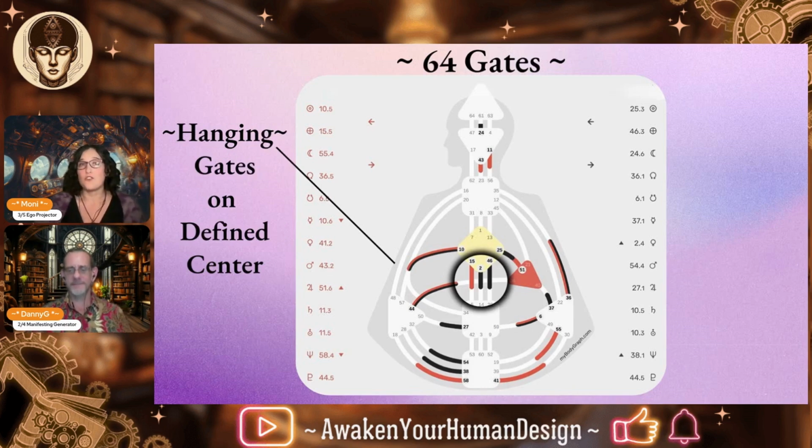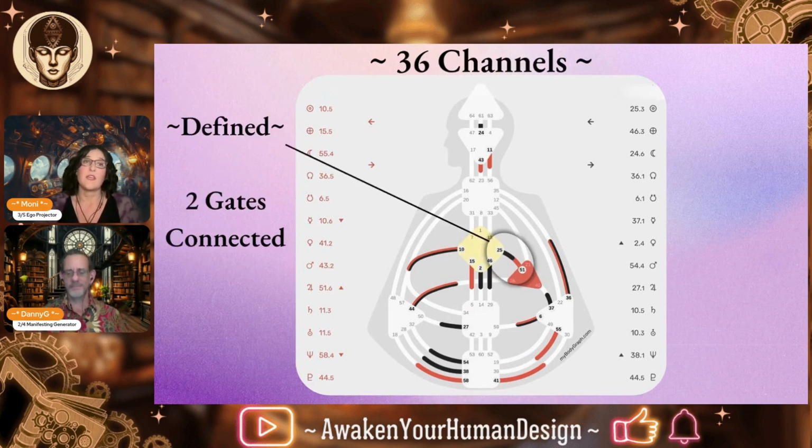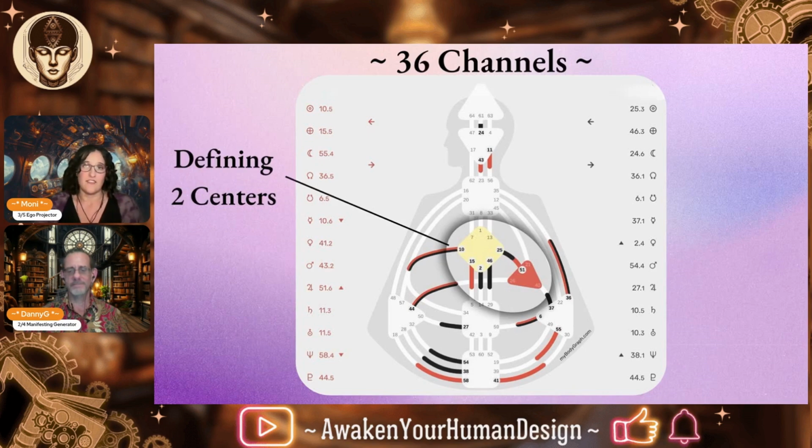You can also have hanging gates on defined centers. Here you can see it off of the identity center, that 15, that 2, that 46, even the 10. Those are hanging gates on a defined center. A center is defined by a channel when two gates are connected to form a channel. So the 25 meets with the 51 and they're connected, and then it lights up both centers. It colors them in, so you can see it's defining two centers.